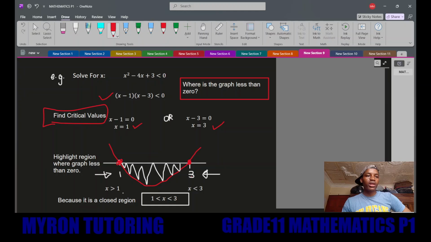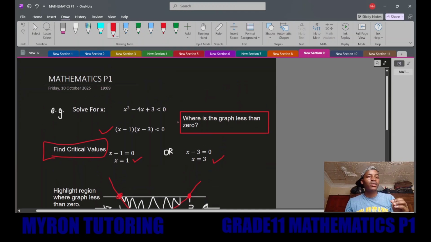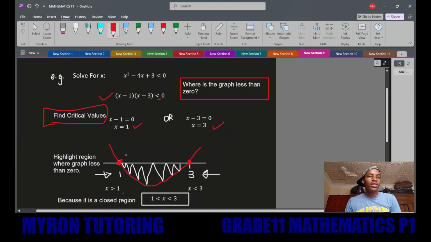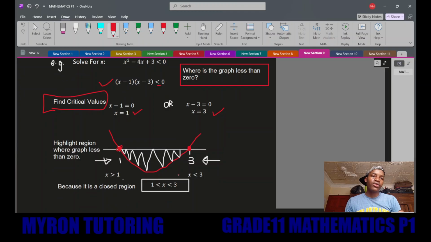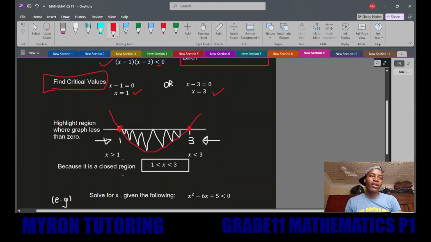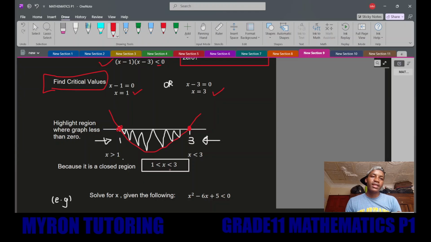So we have 1 and 3. Where is it less than 0? We are no longer looking above the line, but below the line. Below the line, it is from 1 to 3. So we have a closed region, which is what? 1 is less than x and it's less than 3. So whenever we have a closed region like this, we are going to have an answer in this form.